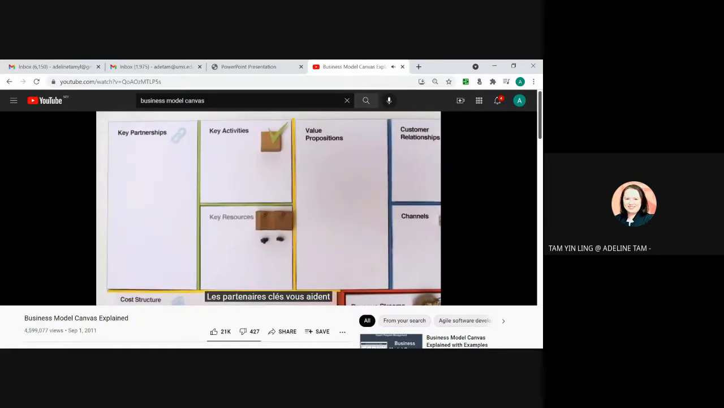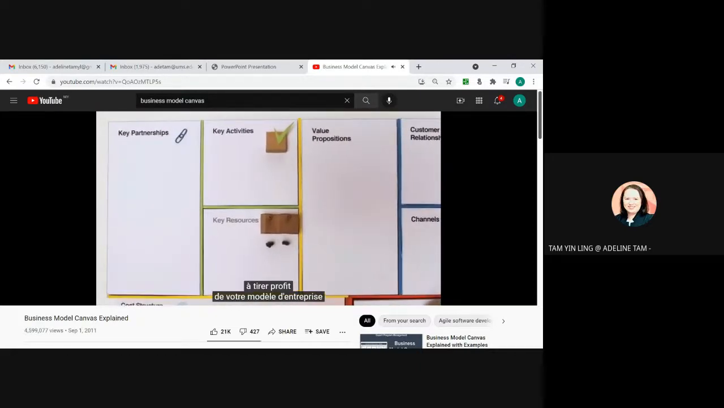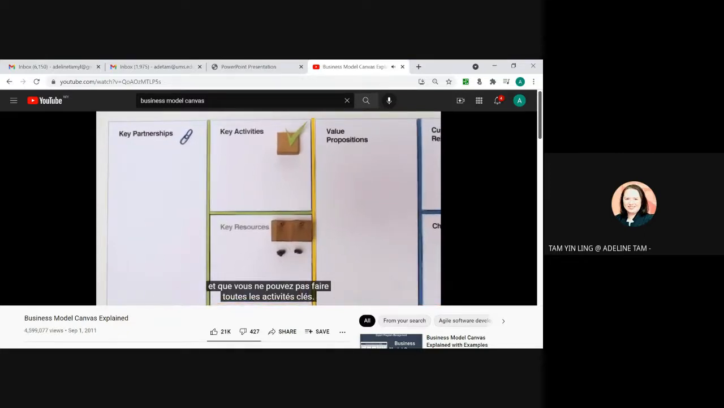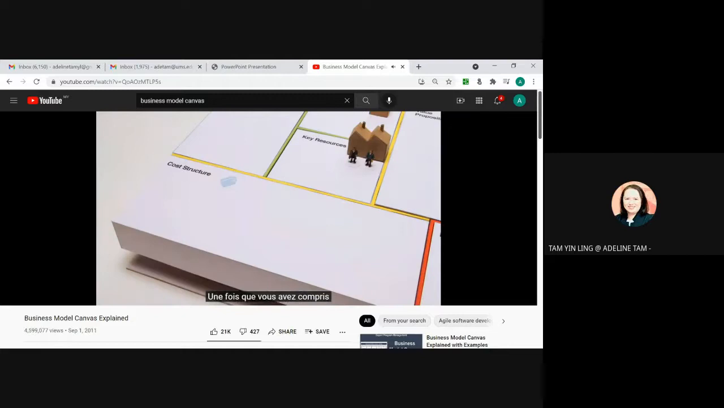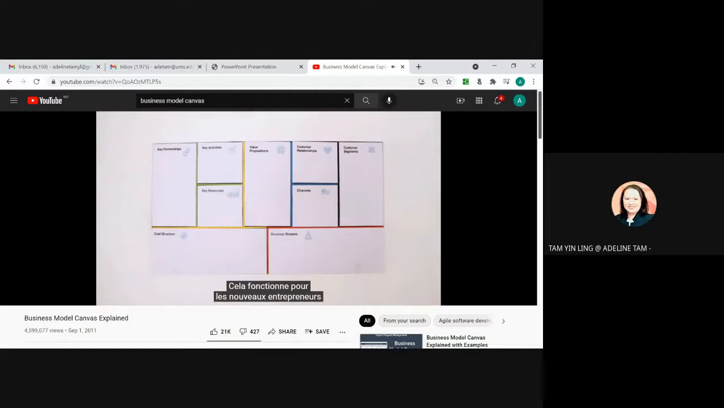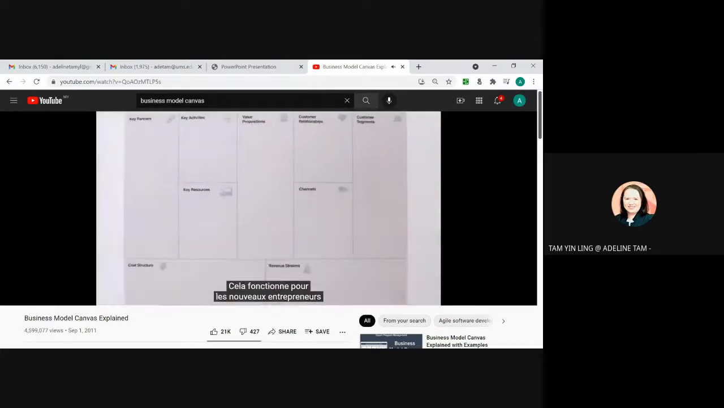The key partners show who can help you leverage your business model, since you won't own all key resources yourself, nor will you perform all key activities. Then once you understand your business model's infrastructure, you'll also have an idea of its cost structure. So with the business model canvas, you can map out your entire business model in one image. This works for startup entrepreneurs just as well as for the most senior executives.